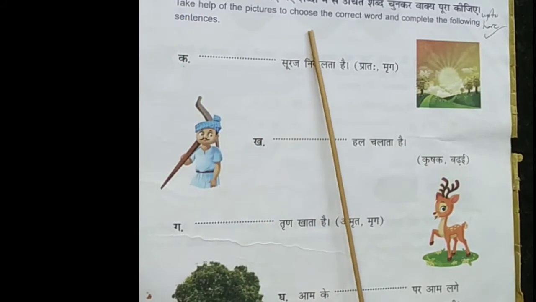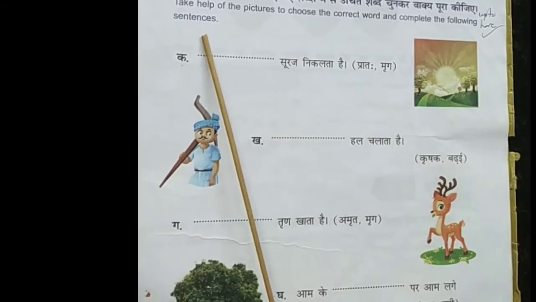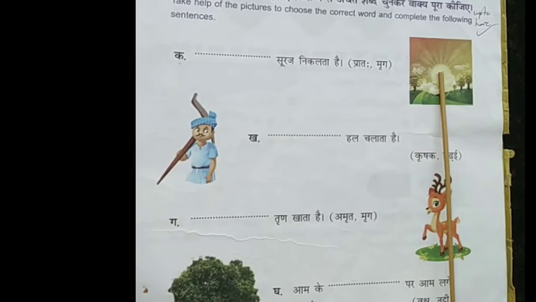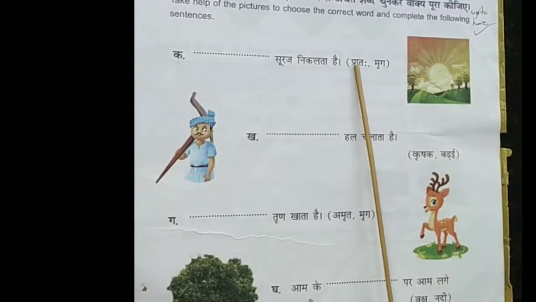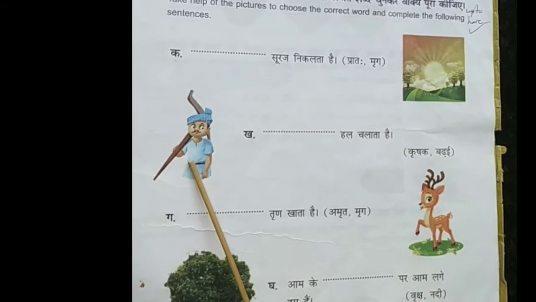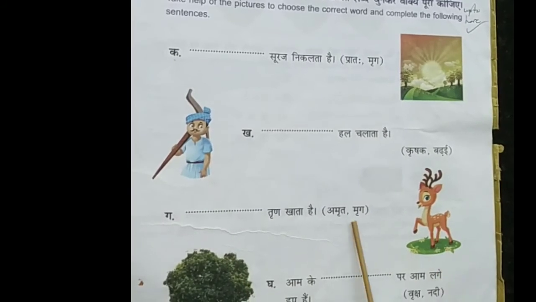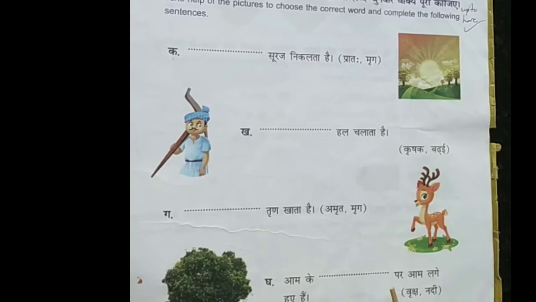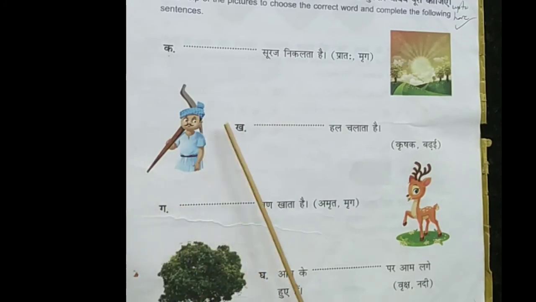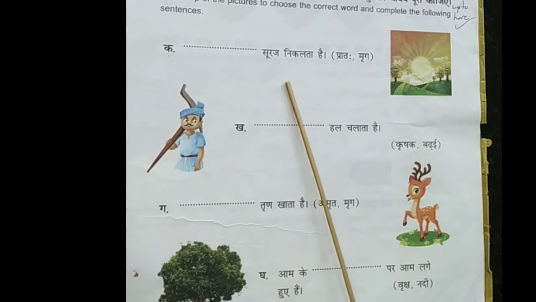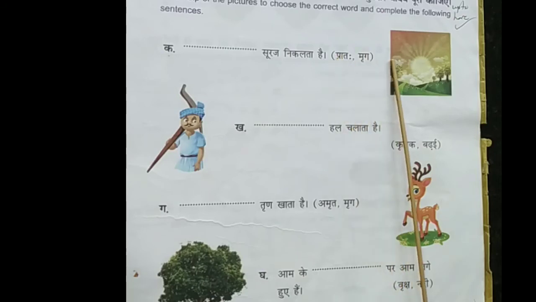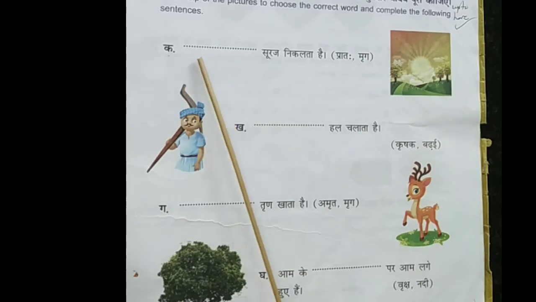Take the help of the pictures to choose the correct word and complete the following sentences. See how to study. So what is the picture here? Morning. Prad means morning. And see the picture. Who is he? Krishak. And here, mrug. And this one, vrish. Tree. Okay. You have to choose the correct word from the bracket. The question will be like, choose the correct word from the bracket. In the bracket, the answer will be given, but you have to choose the proper one and write here.